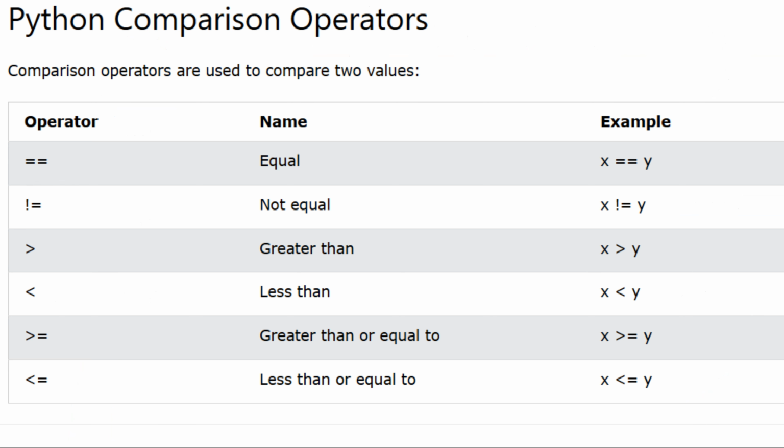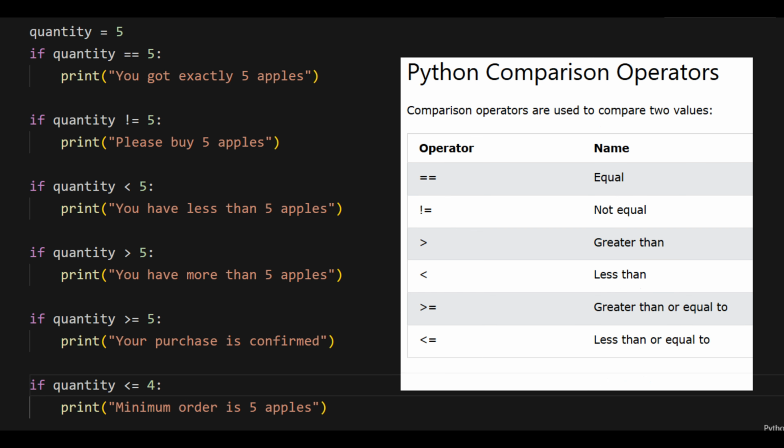Comparison and logical operators. When writing conditions, we often compare values to check if they meet specific criteria. Python provides several comparison operators to make these checks. The equal to operator checks whether two values are the same, while the not equal to operator checks if they are different. We also have less than, greater than, less than or equal to, and greater than or equal to operators, which compare numeric values.